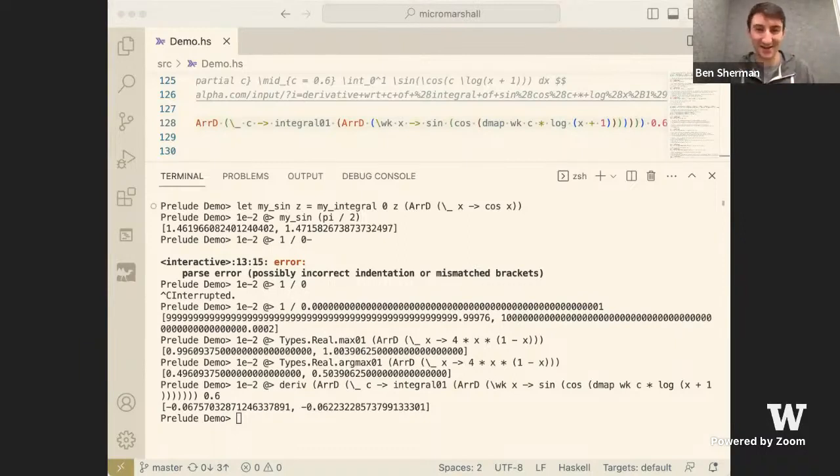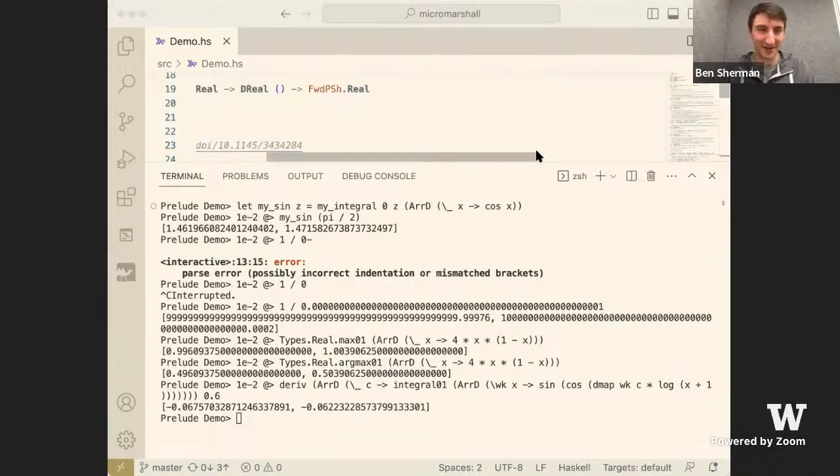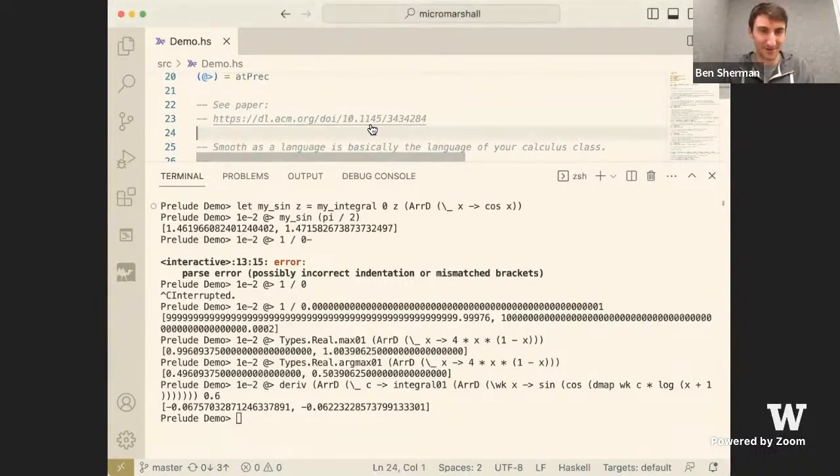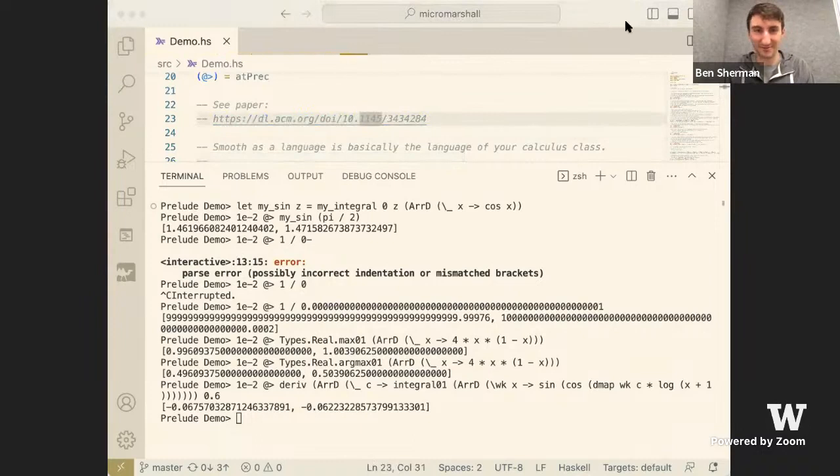I didn't get into the time to say exactly how this works, but there is a paper on computable semantics. We'll post it on the website. The paper will be linked from the FPTalks website.